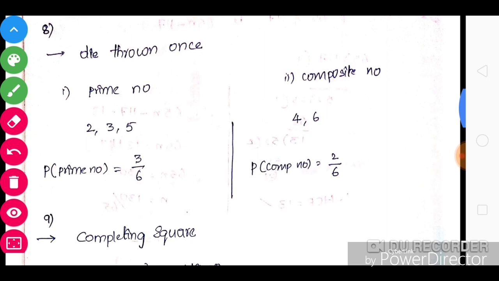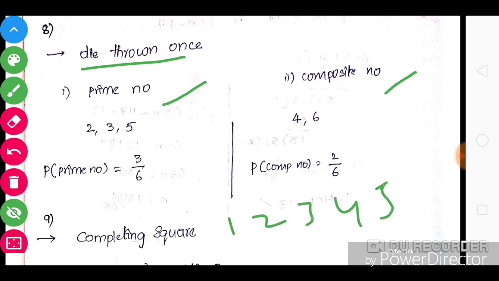Next question, see here. A die is thrown once. What is the probability of getting a prime number and what is the probability of getting a composite number? See, if a die is thrown once, the number of chances are 1, 2, 3, 4, 5, 6.